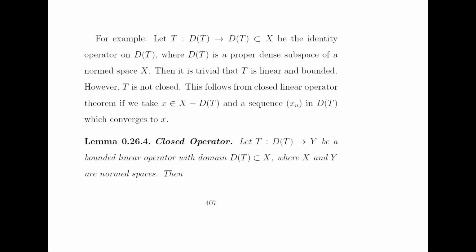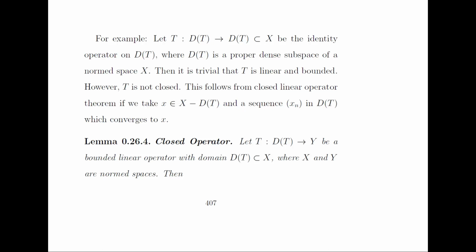For example, T is from the domain of T to the domain of T, a subset of X. We take T to be the identity operator on the domain of T, where the domain of T is a proper dense subspace of a normed space X. Then it is trivial that T is linear and bounded. However, T is not closed. This follows from the closed linear operator theorem if we take x belonging to X minus the domain of T and a sequence x_n in the domain of T which converges to x.